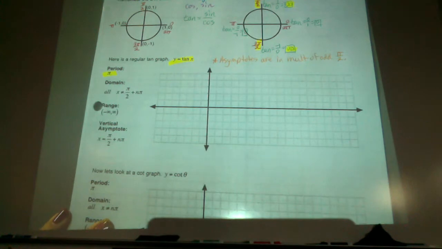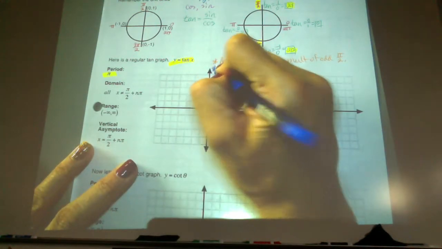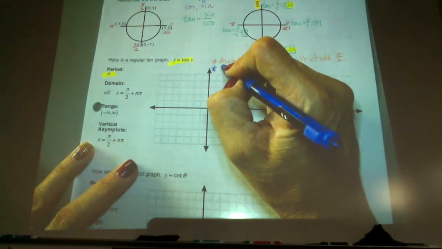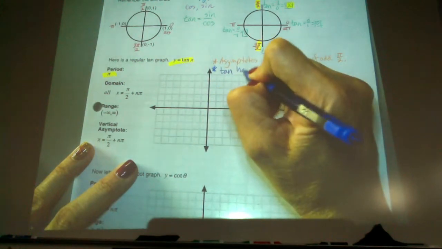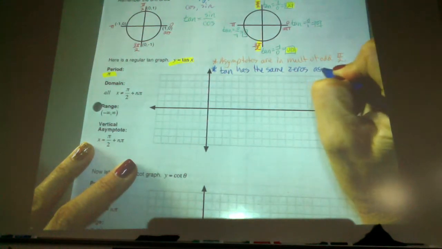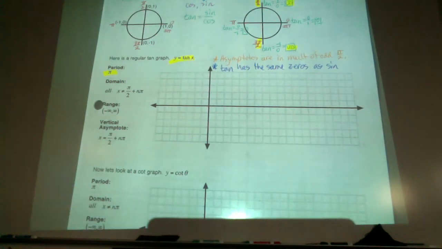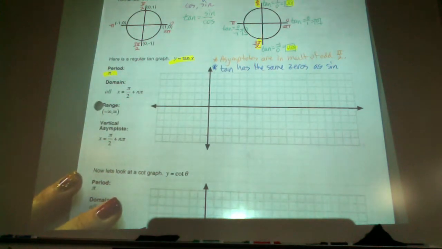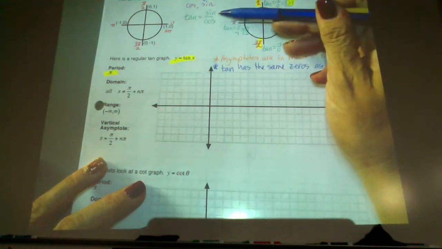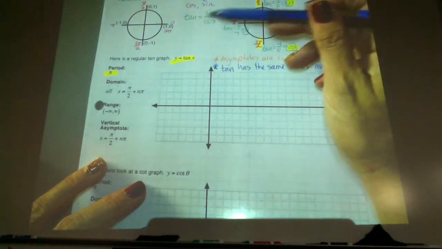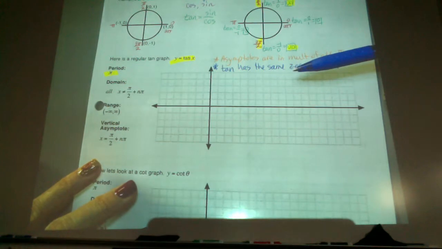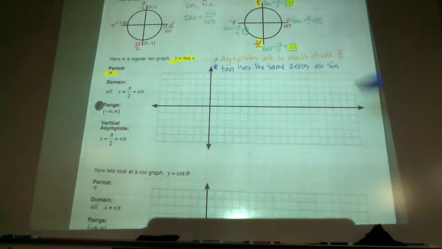And then zeros. Tangent does cross the x-axis, isn't that what 0 is? So tangent has the same zeros as sine. And the reason is, if you think about it, tangent is sine over cosine. Whenever sine is 0, that means 0 is in the numerator, so the value of that fraction is going to be 0. So whenever sine is 0, tangent is 0 too. We're going to have the reverse for cotangent, but we'll get to that in a minute.